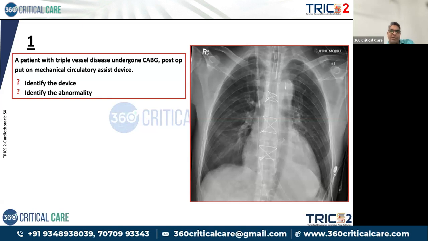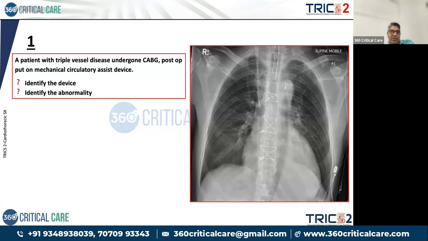So you need to know the waveform, how it looks in case of early inflation, early deflation, late inflation and late deflation. You have to be very familiar with the waveform, because that's a very potent question in the exam. They can ask you about it.